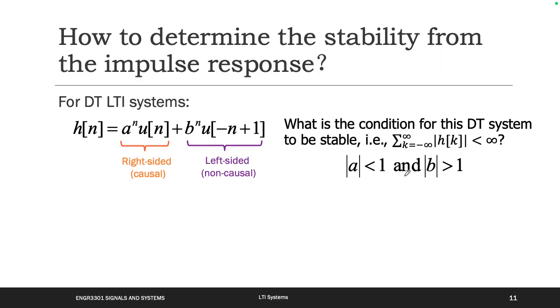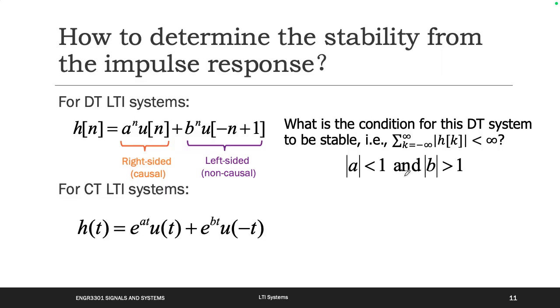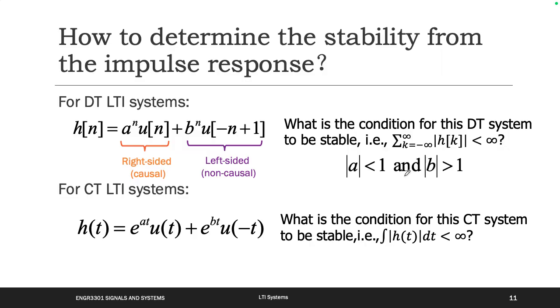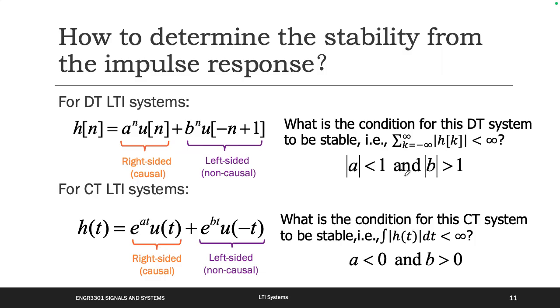And for the CT system, usually you will represent your impulse response like this. For this one it's actually a similar thing. This is the right side. If A is smaller than 0 and B is greater than 0, this LTI system will be stable. Why? Because it's a similar thing: if it converges to 0, then this condition must be satisfied. That makes sense to you? This is how to determine the stability from the impulse response.